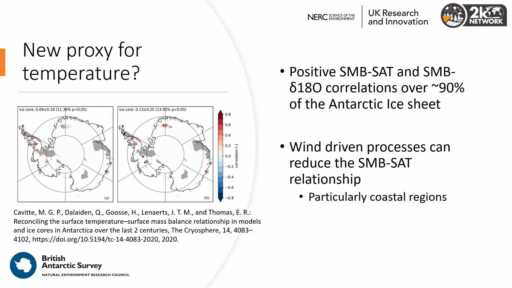And so some of the work that Maria's done is looking at identifying regions where this relationship just doesn't work. On the figure here, you can see the correlations between surface air temperature and surface mass balance at the different ice core sites. And these grey shaded areas are indicating regions where this relationship seems to break down. These are particularly coastal regions or maybe mountainous regions. And so this is really useful.